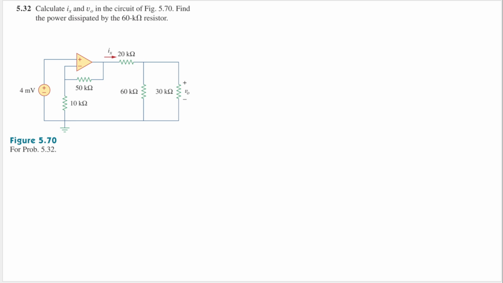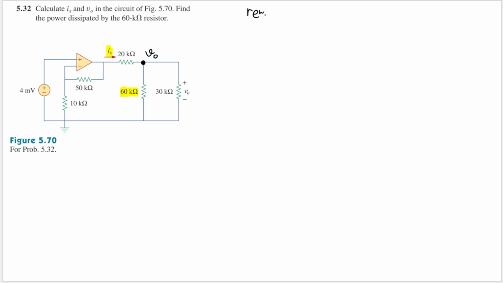So the question is: calculate Ix and V0 in the circuit of figure 5.70. Find the power dissipated by the 60 kilo ohm resistor. What we need to find is first Ix and then the power dissipated by this 60 kilo ohm resistor. But we first need to find out what V0 is here. And then we have an op-amp here.